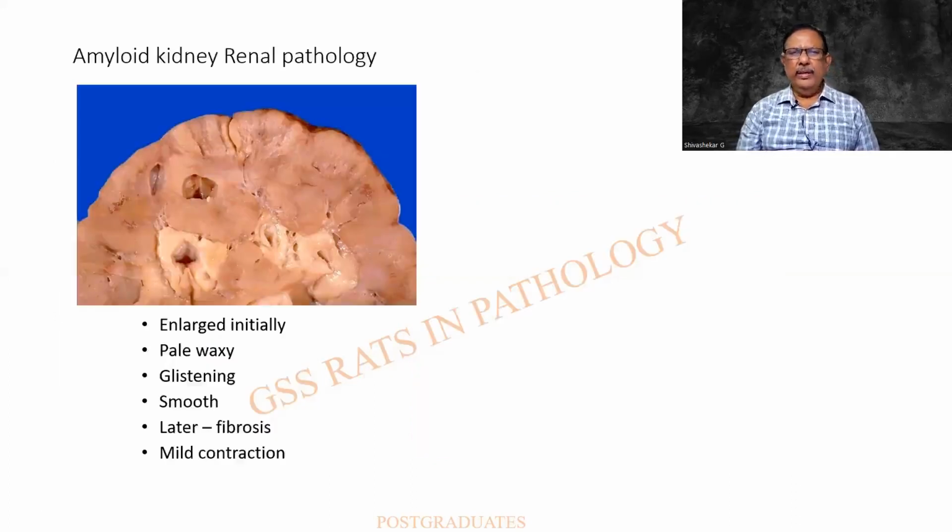Amyloidosis of the kidney. These chapters I would like you people to read in Robbins repeatedly so that you get the hang of it, the feel of it. You find in amyloidosis, the kidney will be enlarged. For that matter, any organ will be pale, waxy, glistening, smooth. But in the later stages, there will be fibrosis and there can be a contraction.